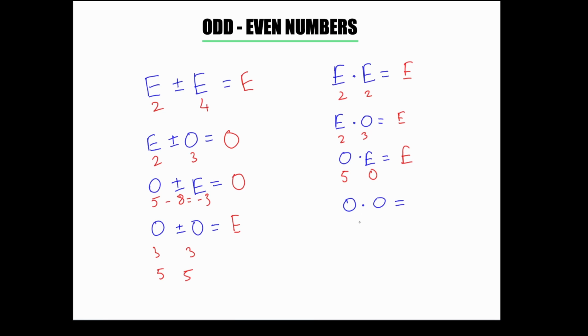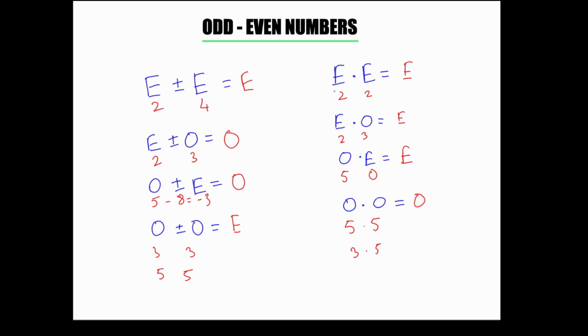Let's do odd times odd. So 5 times 5 would give you 25, which is an odd number. 3 times 5 would give you 15. 7 times, I can keep going like this. You get the gist. It's an odd number.